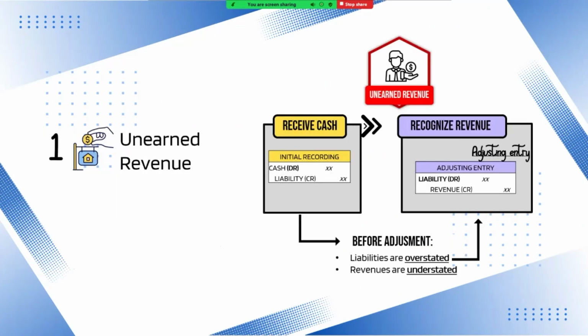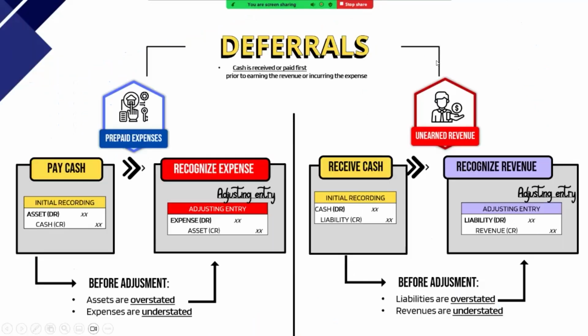On the other hand, you'll also have your unearned revenue. That would be when you receive cash initially, but then at a later date, you will then recognize a revenue. So in general, that would be your deferrals: your prepaid expenses and your unearned revenue.